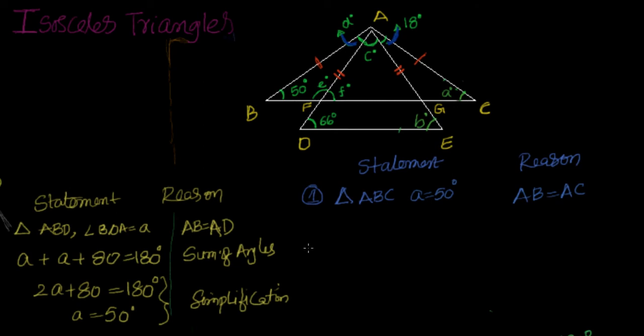Similarly, what else can you find out? We can also find out in the same triangle that C plus D plus 18 is equal to 180 minus 100. That is, C plus D equal to 62.